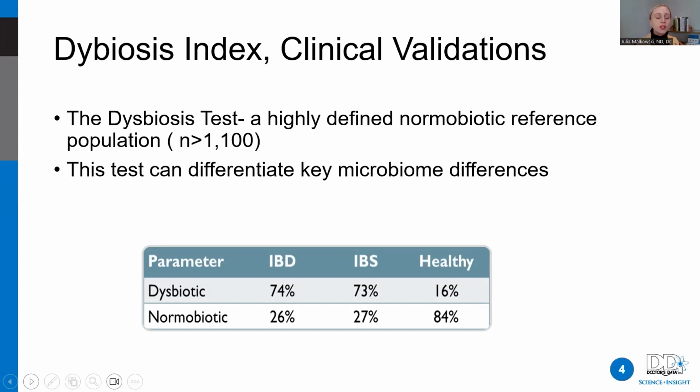So there is some inter-individual variability there, yet at the end of the day, 74% of individuals were dysbiotic with IBD and 73% of individuals were dysbiotic with IBS. So this is very good information that is clinically applicable in these patient populations.